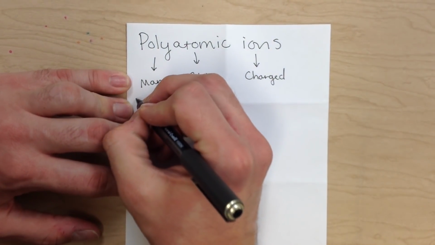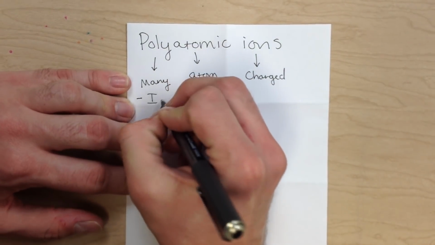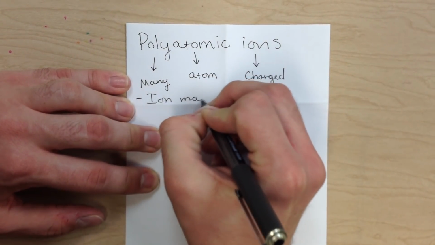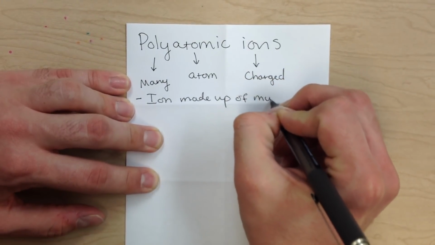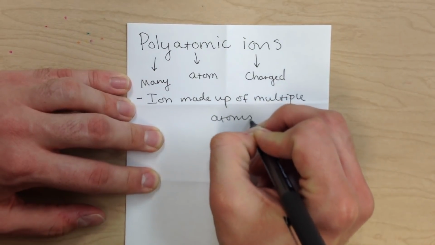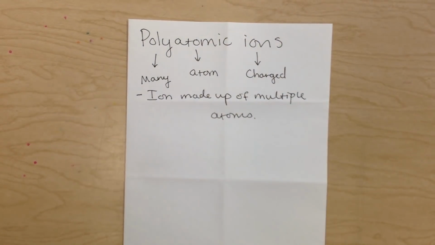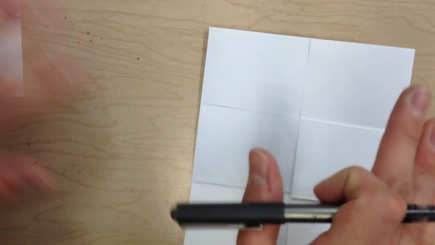Okay? So what we're basically talking about here is an ion made up of multiple atoms. So we're referring to an ion that has a charge, but has a charge because it has more than one atom in it. When you start seeing them, it'll make a little bit more sense. Alright, so let's look at the polyatomic ions.